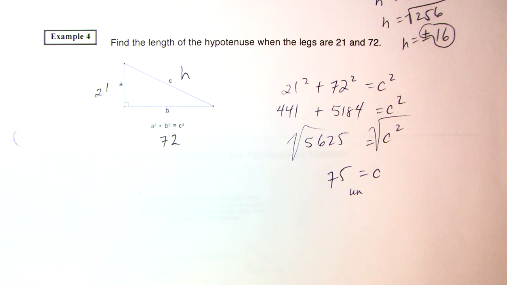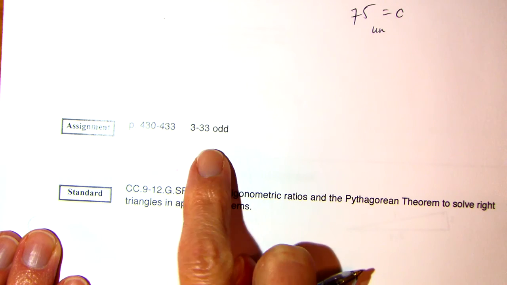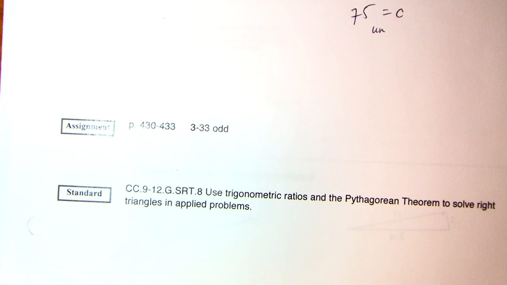All right. And a nice simple assignment. So, well, simple meaning you have to write a lot. So this is 3 to 33 odd. And there's a reason why I have the odds, so you can check answers.